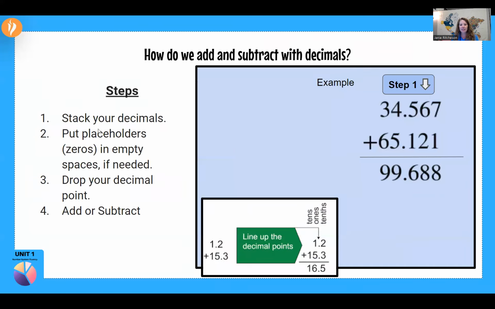So here are your steps. Step one, stack your decimals on top of each other, not your digits. Now, on this math problem, they just so happen to have the same number of digits, but that doesn't always happen. So look at this example here at the bottom of the page. Here, they did not stack their decimals, but on the right side, this is the way it should look. The decimals should all be on top of each other. If you need to, go ahead and place any zeros in any empty spaces. Drop your decimal point into the answer and then add or subtract.